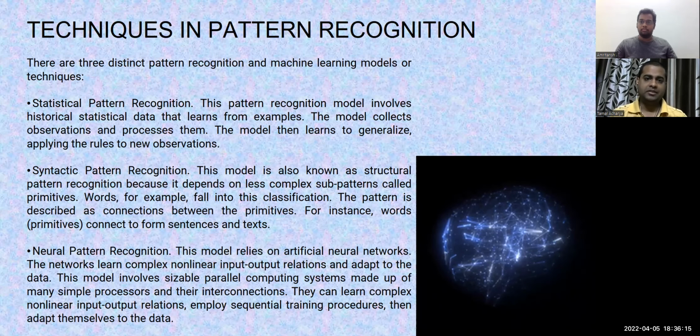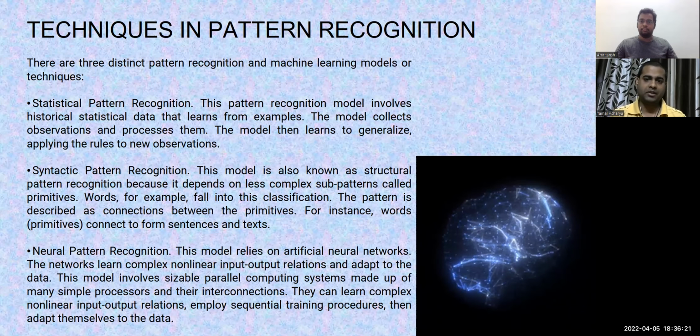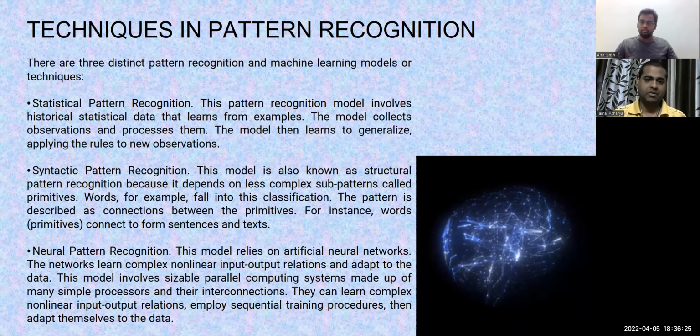Next is syntactic pattern recognition. This is like structural pattern recognition because it depends on less complex sub-patterns called primitives. Words, for example, fall into this category. The pattern is described as connections between primitives. For example, words connect to form sentences and text. So this is typical natural language processing.